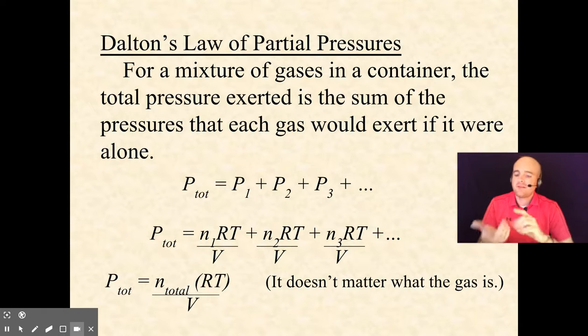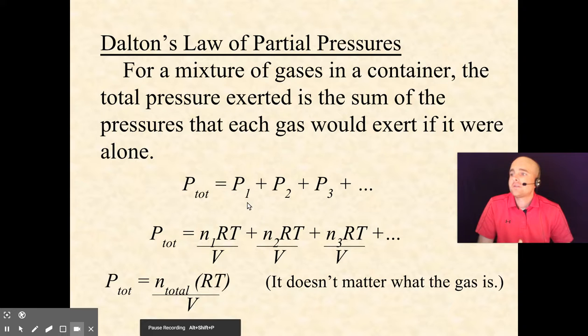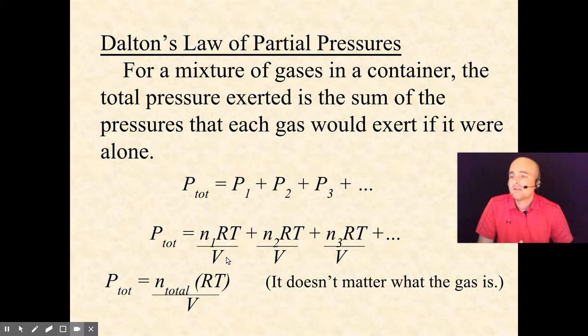Air is a mixture of nitrogen, a little bit of helium, oxygen, carbon dioxide, and a couple of other trace gases. And so we can actually use those pressures and convert them, using the ideal gas law, into nRT over V, and use the sum of those as well. So it doesn't really matter what the gas is.